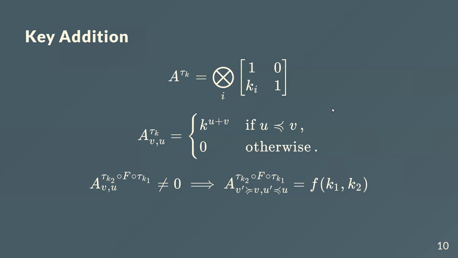Additionally, this key addition can help guide the search for integral properties, because if some element in the algebraic transition matrix of the composition of your function with a key addition before and after it is non-zero for any key, then you have key dependence for a large part of all the elements in your algebraic transition matrix. So you won't be able to find any properties there.